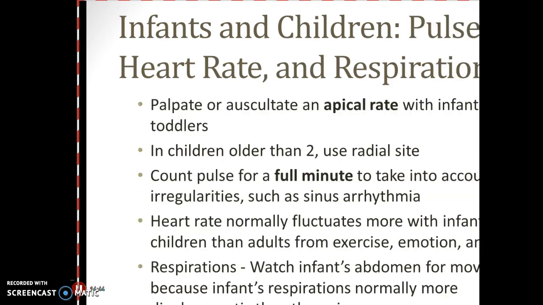So pulse, heart rate, and respirations. We're going to be again taking that apical rate for infants. We're counting for that full minute. All heart rates are going to fluctuate with movement, emotion, and illness. So we have to take that into consideration. Respiration.